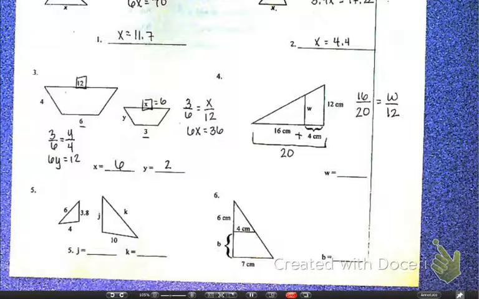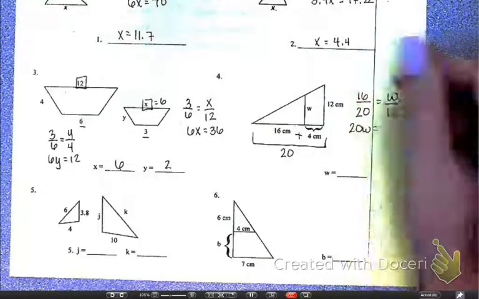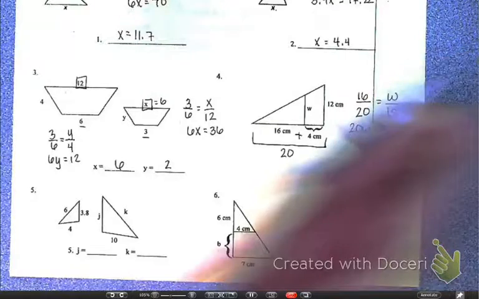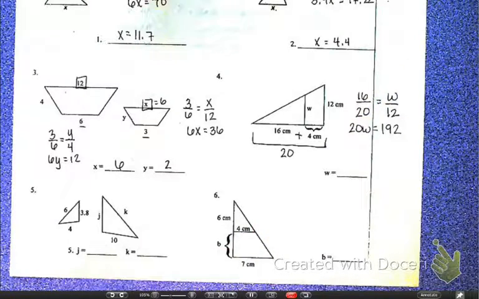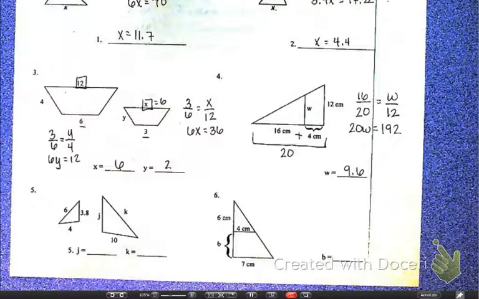Yes. We sure? Noah says yes. Okay, let's cross multiply. 20W equals 192. And what do you get when you divide by 20? 9.6. If you can set up the proportion, the math part is not hard. If you don't set up the proportion properly, there ain't no way you're getting the right answer. So that's what we have to be careful with.